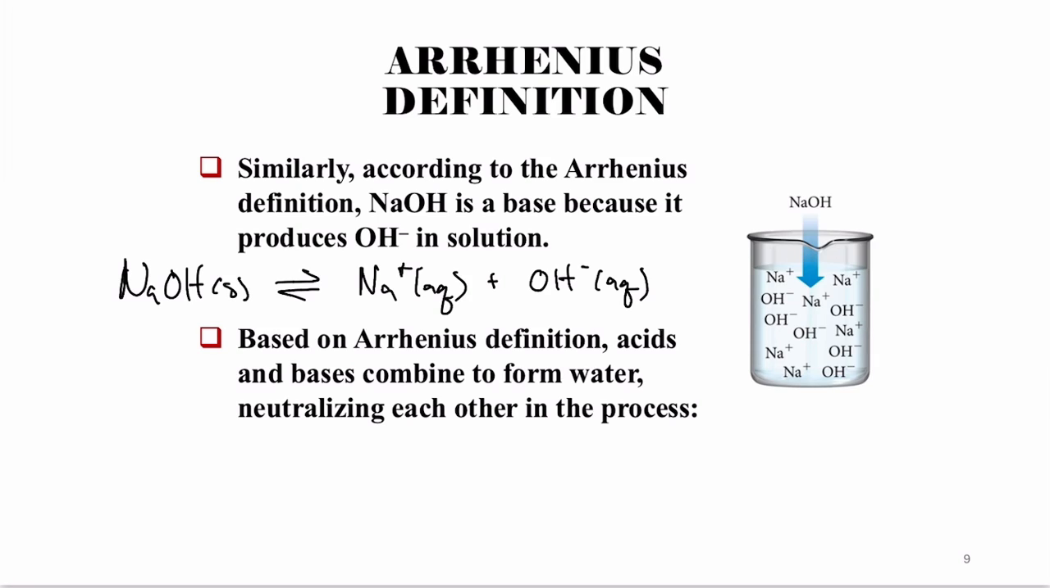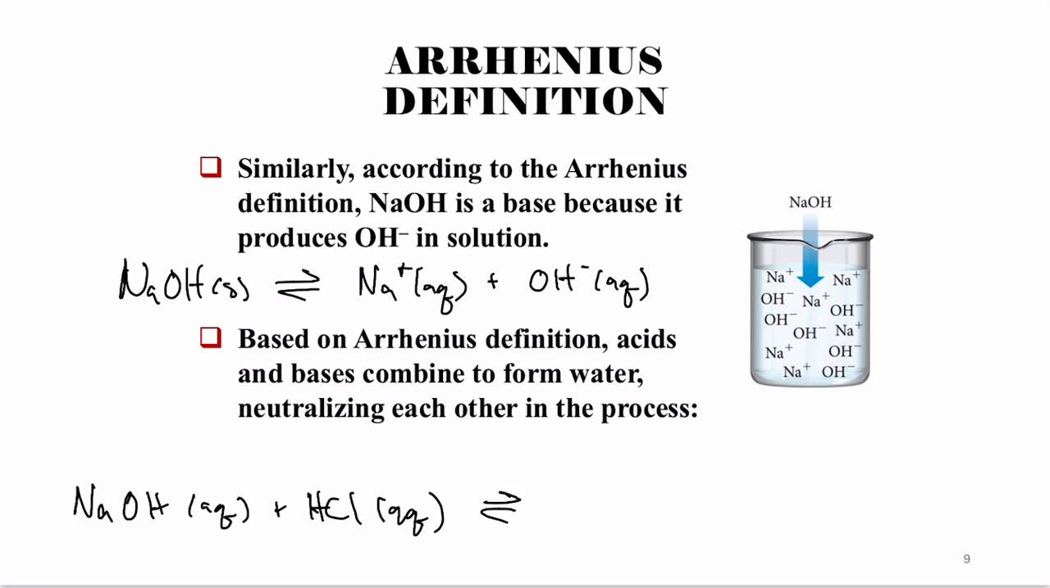And based on this definition, a neutralization process is one where acids and bases combine together to form water, right? So if we had sodium hydroxide, let's say it was aqueous, and we added it to hydrochloric acid, and now it's aqueous, what happens is, instead of changing the pH of the solution, so this is what you're doing when you're doing a titration, right?